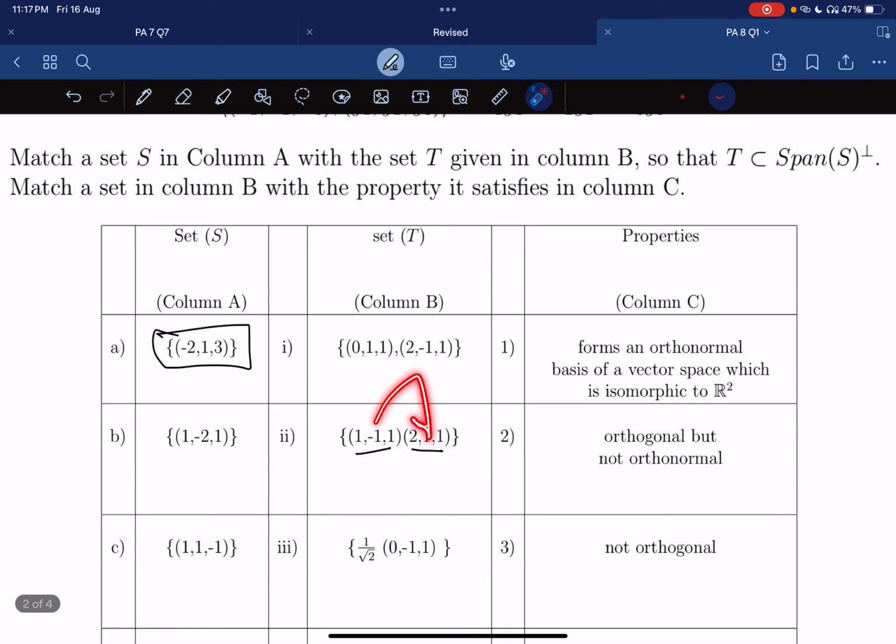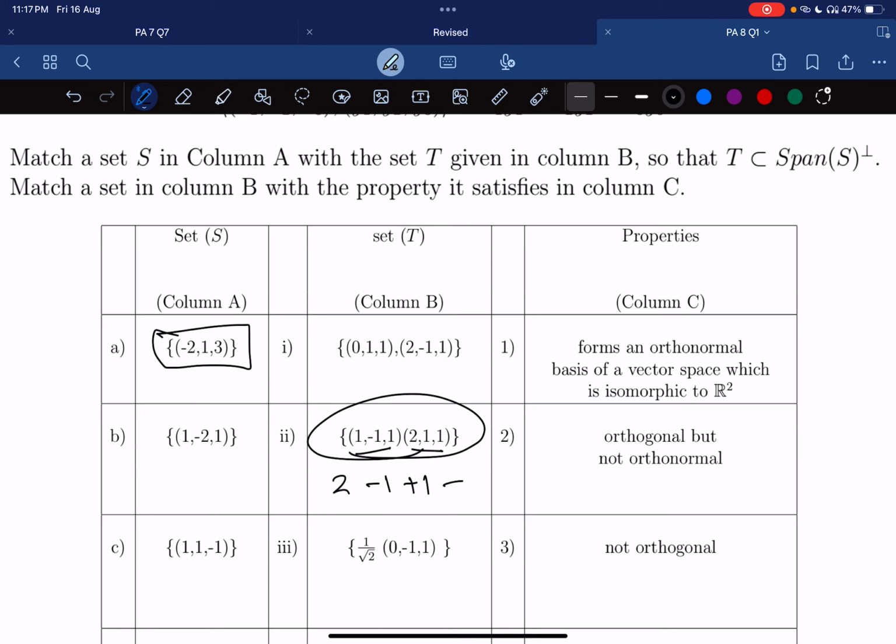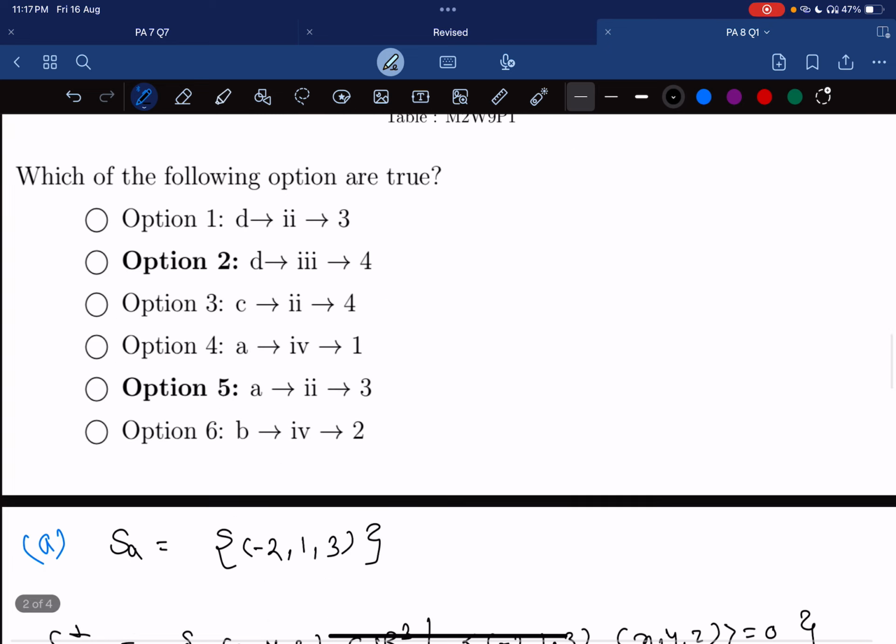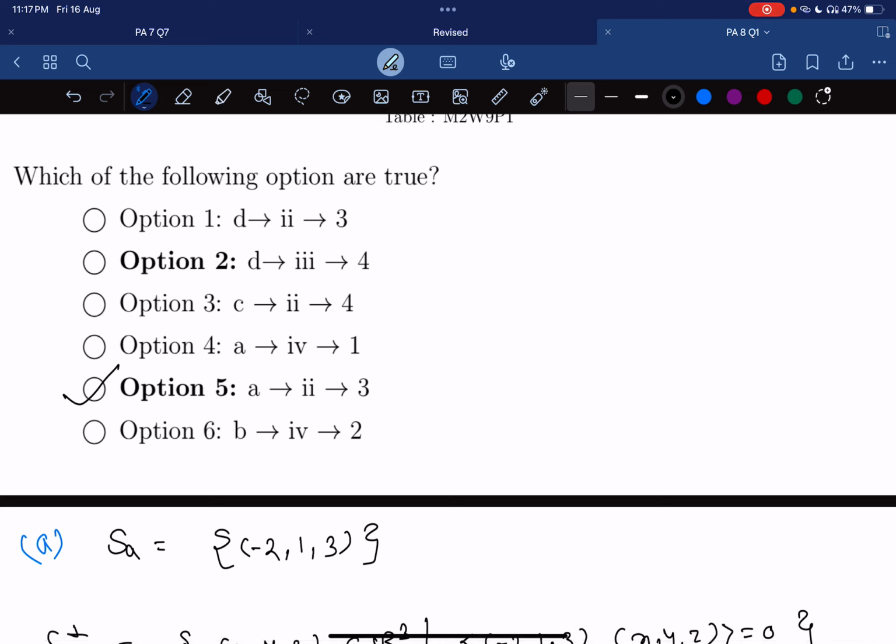That means these two vectors are not orthogonal to each other. Let's see, if they are orthogonal to each other, their dot product should be 0. If we check the dot product, it would be 2 minus 1 plus 1, and that is not equal to 0. So these vectors are not orthogonal to each other. So this is the correct relation, so the fifth option is correct. Similarly, we will check for the other options. If we want, we can check in this way, but let's go with the help of the options.